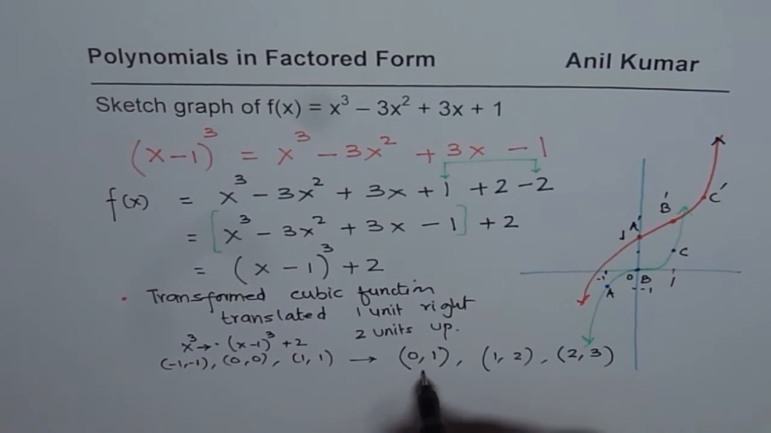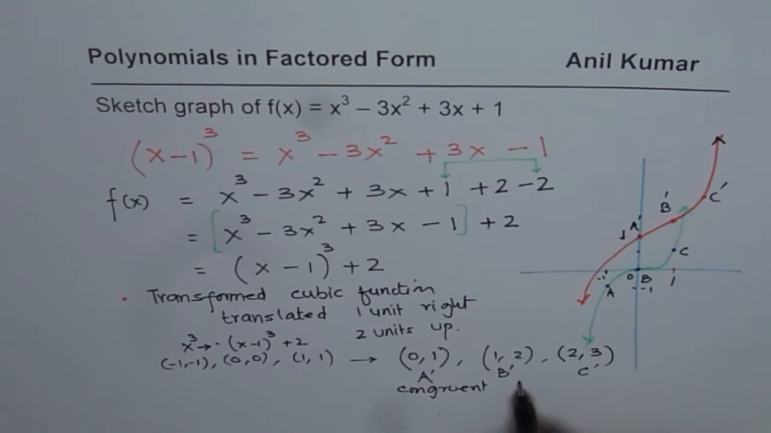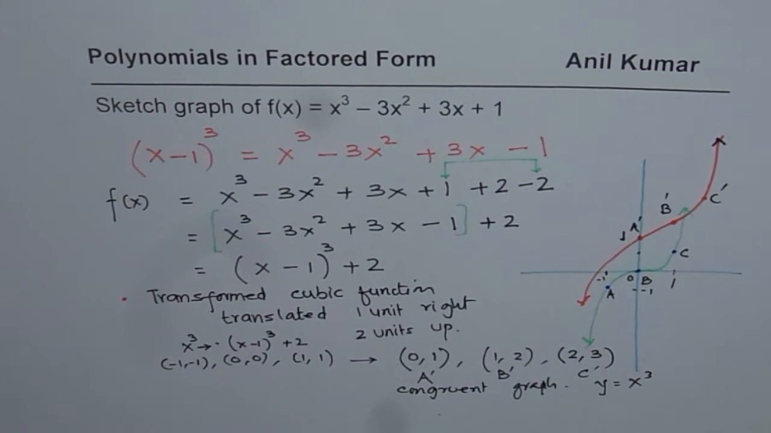So these are the points A dash, B dash, C dash, and the graph is going to be congruent to x cubed. So we have a congruent graph to, you can say, y equals x cubed, right? But translated 1 unit right, 2 units up.